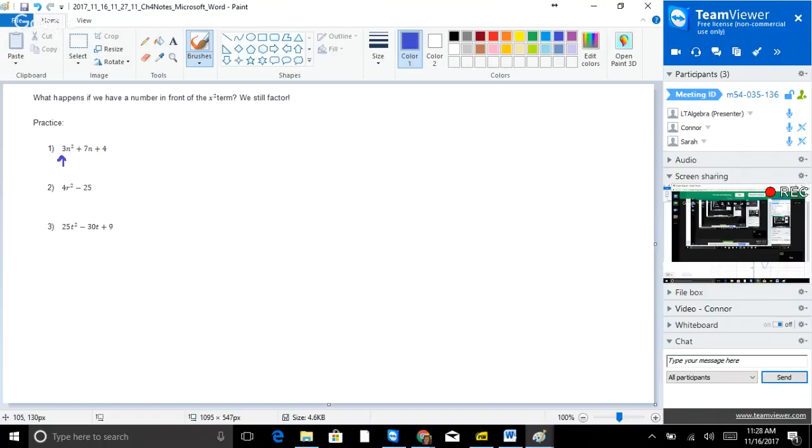So up until this point, there was no number right there. So you just knew if you had n squared, you just knew it was n times n. Now we have a 3n squared, and that's going to play into how we do our factoring. Okay, so let's just do a couple examples. It's just a little bit different. You have to think about the factors of both. Okay, so example number 1, we have 3n squared plus 7n plus 4. And we want to factor this.